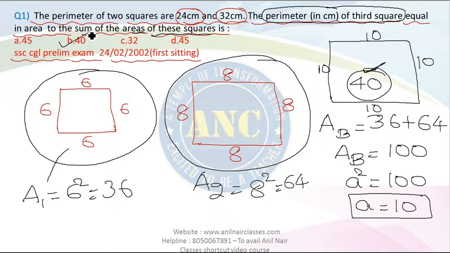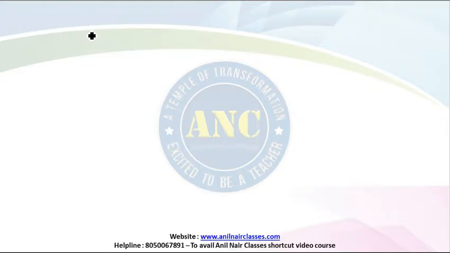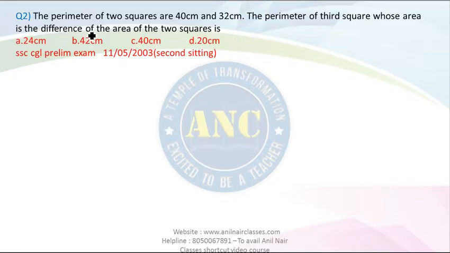Let us try to solve that in the easiest way possible. I hope my first question for this topic on areas and perimeters of a square is very clear for you people. Now let me immediately move on to my second question, which is quite similar to whatever I have solved right now. The perimeters of two squares are 40 and 32.